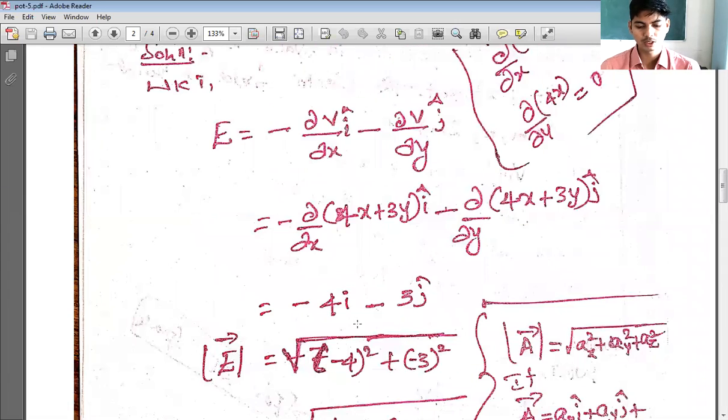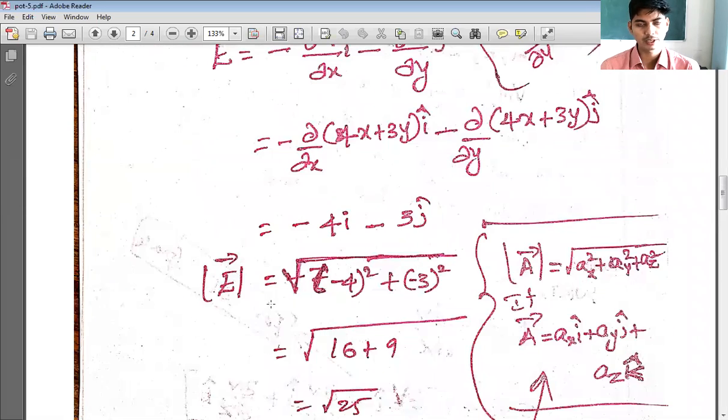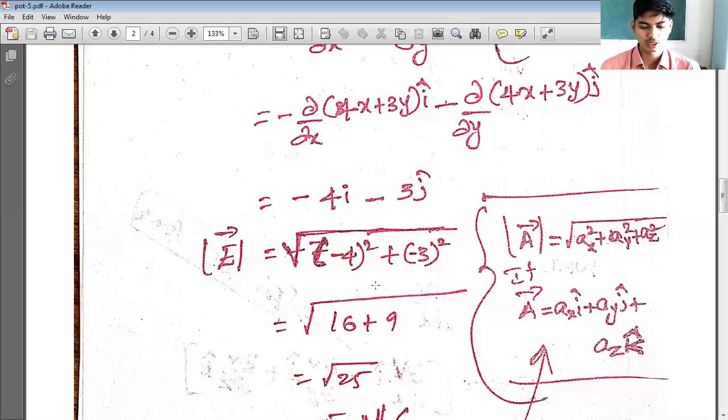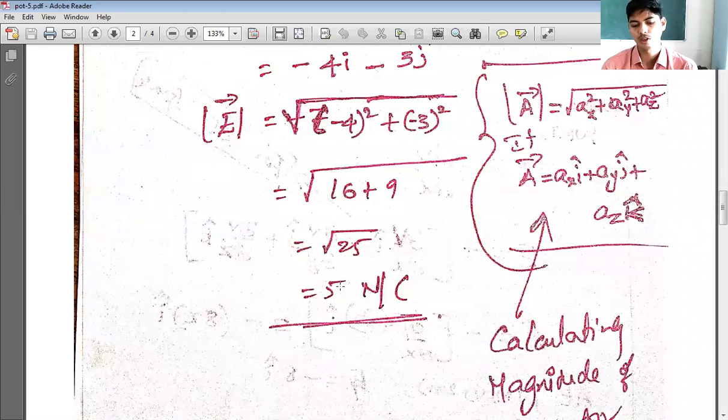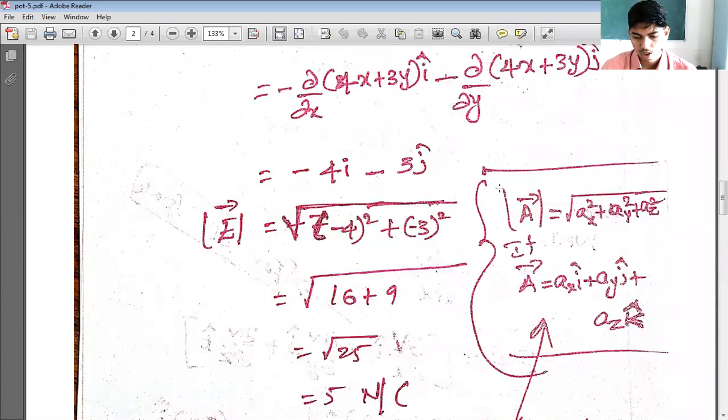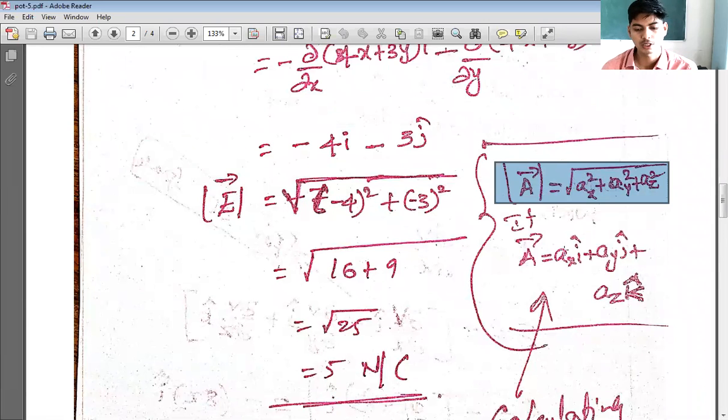So if E vector is equal to minus 4 i cap minus 3 j cap, then magnitude of E vector is square root of minus 4 whole square plus minus 3 whole square. Minus 4 whole square is 16 and minus 3 whole square is 9. So 16 plus 9 is 25 with square root. Square root of 25 is 5 newton per coulomb. So this is the formula for calculating magnitude of a vector. If you are asked to find out magnitude of a vector, then use the formula square root of Ax square plus Ay square plus Az square.